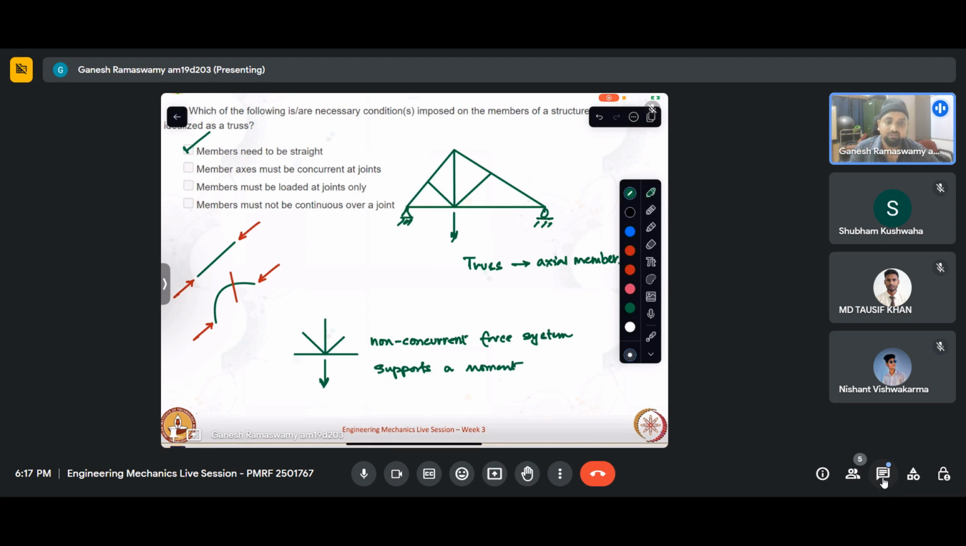And for a truss, we have seen that these are only axial force members. So this is where there is a need that these be connected concurrently. So that is also correct. Members must be loaded at joints only. So let us say that I take the same truss and instead of putting the load here, I put this load somewhere here. So what will happen at any section? It will start behaving like a beam instead of a truss. So this is beam behavior.